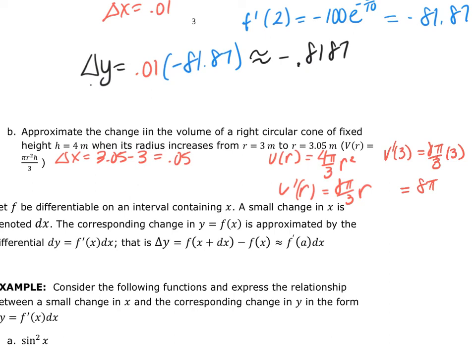Now once I did that, my last step is just to multiply it by my delta x, and I'm done. That's it. So delta y is equal to delta x times f prime of a. In this case, my delta y is going to be equal to 0.05 multiplied by that 8 pi. And that's it. So what do you all get? 0.4 pi.